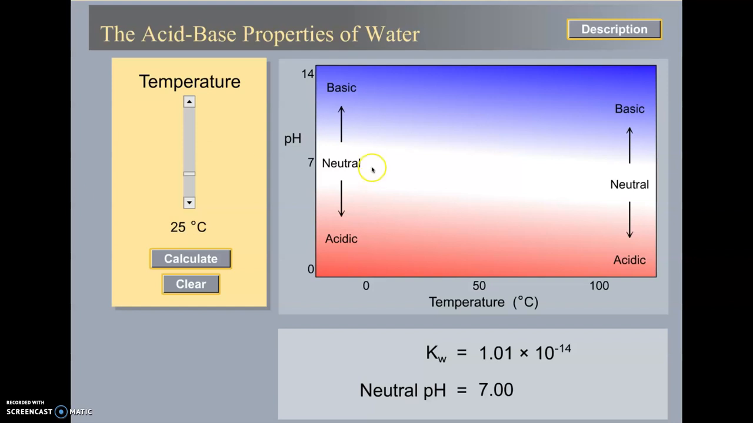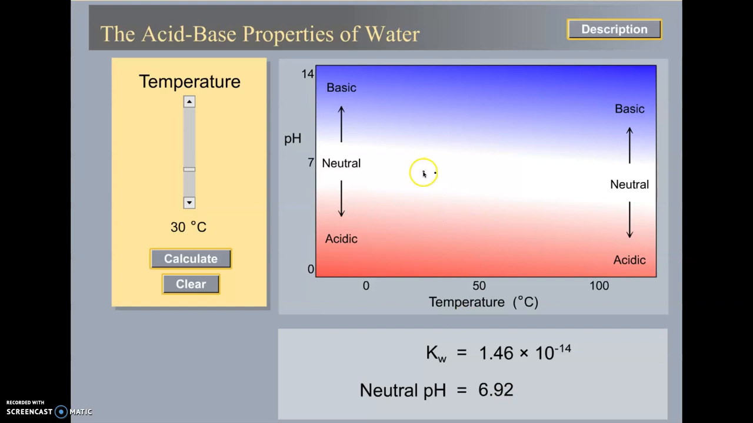If we look at this simulation that I found online, we start at 25 degrees Celsius, and I can calculate the pH. The pH is going to be 7 there. Neutral pH is 7, and your Kw is 1 times 10 to the minus 14. If I increase the temperature, maybe to 30, I can determine Kw is 1.46 times 10 to the minus 14. That puts your neutral pH at 6.92, so it's a little bit lower than you might expect.